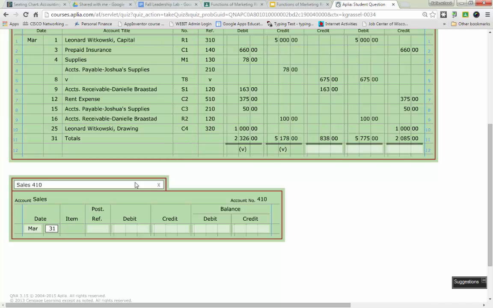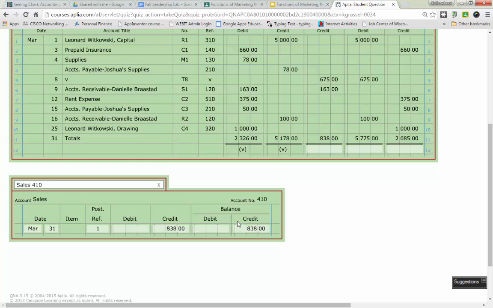And we're going to go through and put in what our post reference, and what page is this from? 1. Okay. So we're going to take that 838 and we're going to put it as a credit. Before this, what was the balance of sales? 0. If I take 0 and I credit it 838, my balance is 838 as a credit.